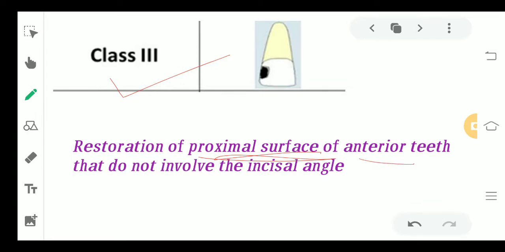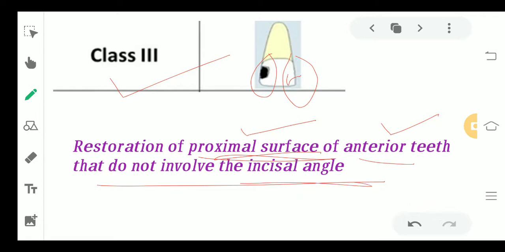So restoration of proximal surface of the anterior teeth that do not involve the incisal angle. Now what do you say this to be the incisal angle? This particular area, okay? So it is not involving the incisal angle, and the restoration is only done on the proximal surfaces of the anterior teeth, not involving the incisal angle. This is very important to be kept in mind.